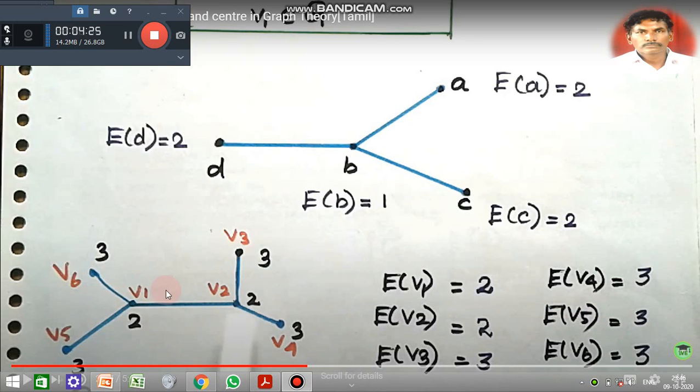Now what about the eccentricity of V1 here? The eccentricity of V1 is the distance to the farthest lying vertices in the tree. Here the farthest lying vertices are V3 and V4. You see that V3 and V4 are farthest away from V1. How long away? 2 units away. Therefore the eccentricity of V1 is equal to 2. Like this we can find the eccentricity of any vertex in a tree.